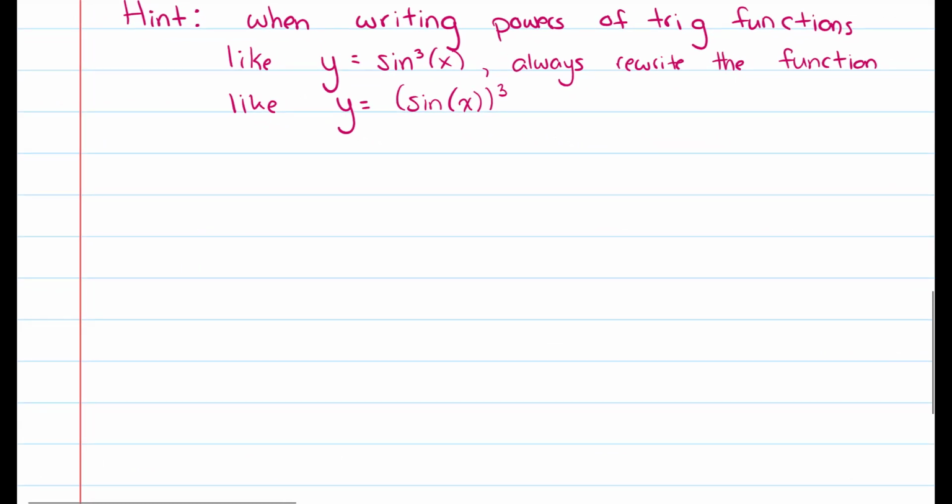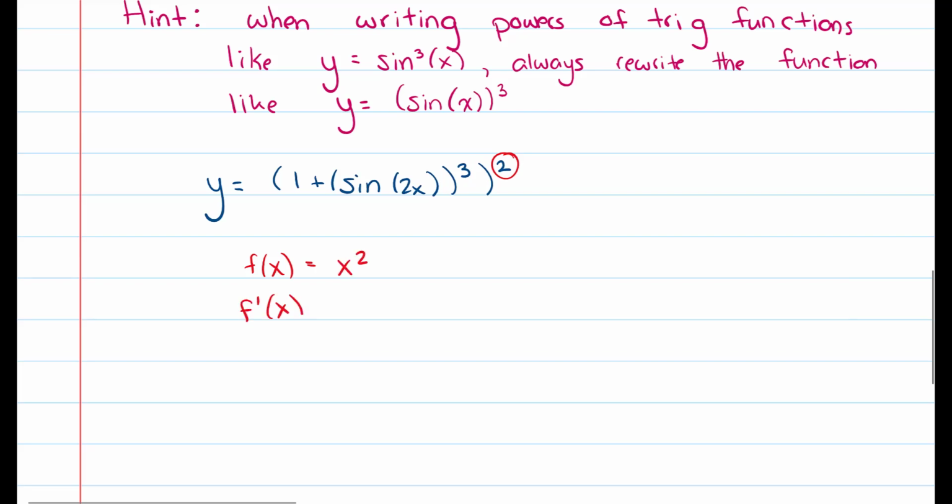All right, let's give it a shot. So I'm going to write y is equal to 1 plus sine of 2x, the whole thing cubed, and then that whole thing squared. So I notice that my first outside function is going to be this square. So I get f of x is equal to x squared, so f prime of x is then 2x. My next big piece is right here. So I get g of x is equal to 1 plus x cubed, so g prime of x is then 3x squared.